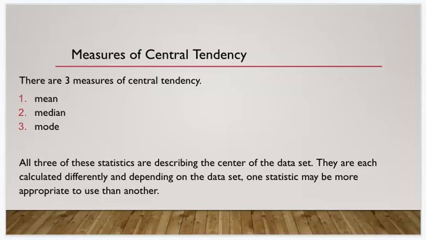All right, so measures of central tendency. What are measures of central tendency? Well, there are three of them. They are the mean, median, and mode. All three of these statistics are describing the center of the data set. They are each calculated differently, and depending on the data set, one statistic may be more appropriate to use than another.